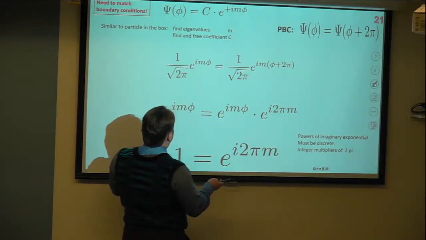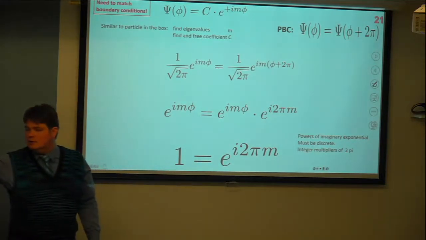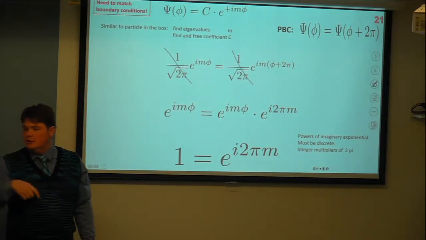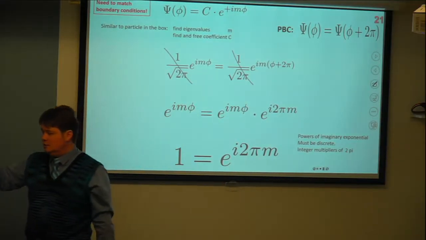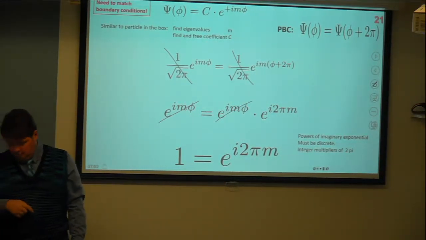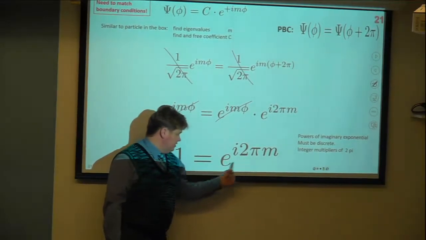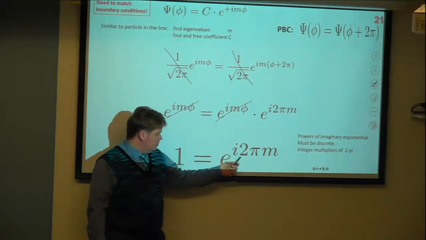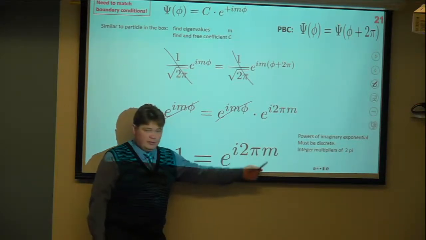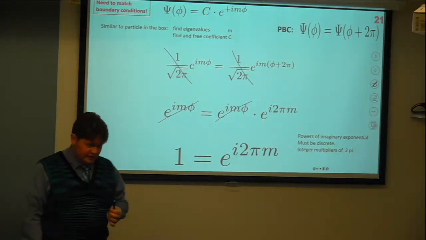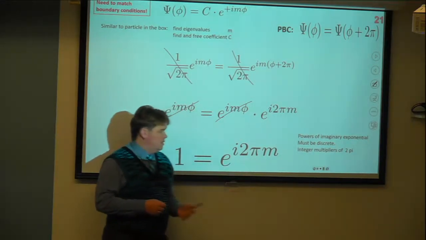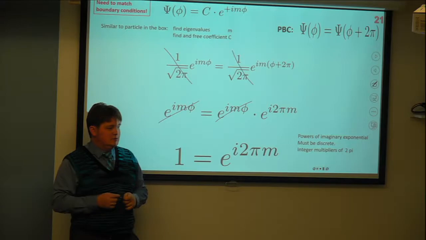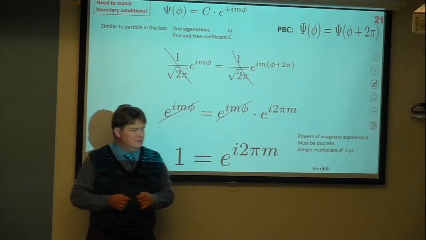So what can we do here? We can cancel normalization, and we can cancel e to the power i m phi. Then our equation is here. 1 equals e to the power 2 pi i m. Is it possible to solve this equation? M is the only unknown variable. Okay. So how many answers does this equation have?